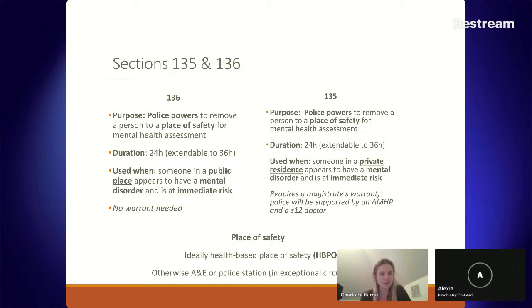You can't treat people again under a 135 or 136. These are purely to buy you time so that they can have a proper assessment of their mental health. And the outcomes from the assessment tend to be either the patient is discharged and they're free to go, or they are then detained under a section 2 or 3 and admitted to hospital.